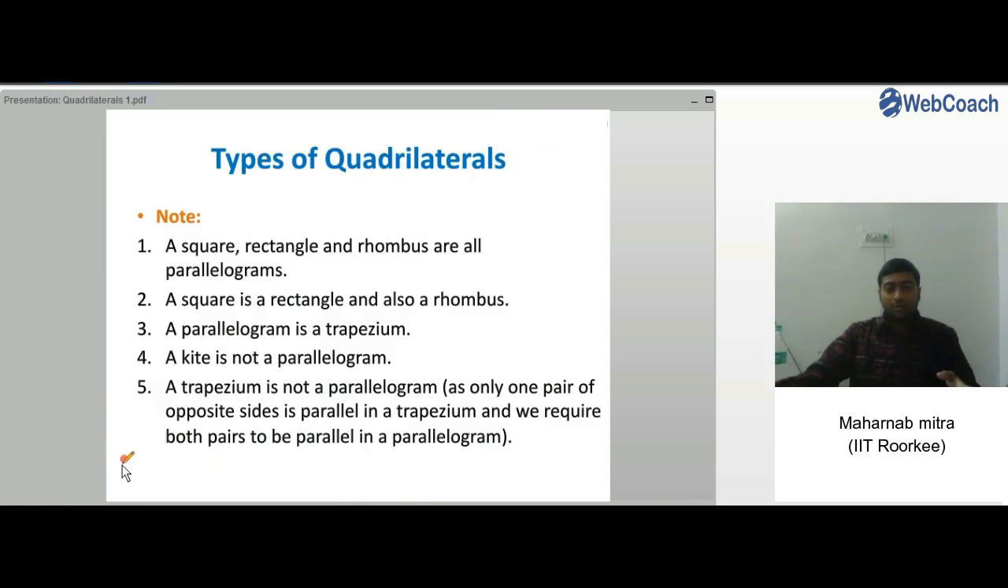A trapezium is not a parallelogram, as I had told you, as only one pair of opposite sides is parallel in a trapezium, and we require both pairs of sides to be parallel in a parallelogram. In a parallelogram, both pairs of opposite sides have to be parallel to each other, but in a trapezium we have only one pair of parallel sides.